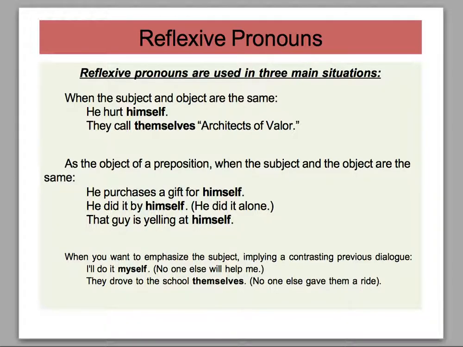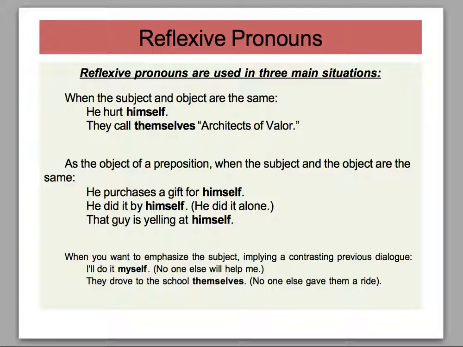I'll do it myself. No one else will help me. They drove to the school themselves. No one else gave them a ride. If I state this sentence, they drove to the school themselves, it's kind of implied that there was a previous dialogue, a question raised, that maybe someone else was going to drive them, or they were going to catch a bus, or get there a different way than driving themselves.